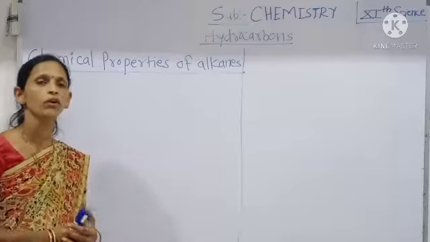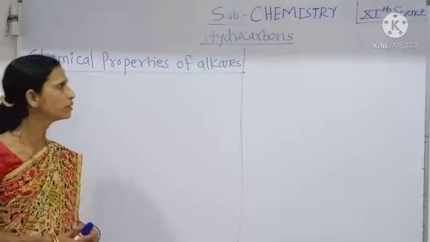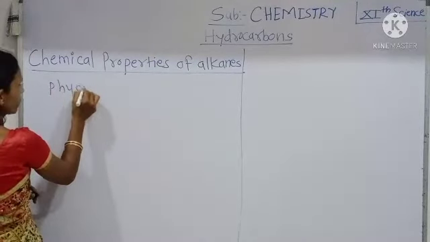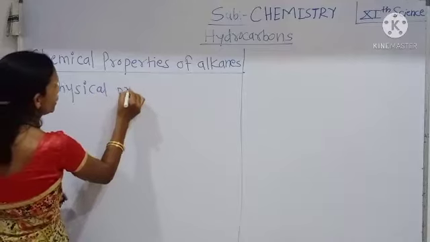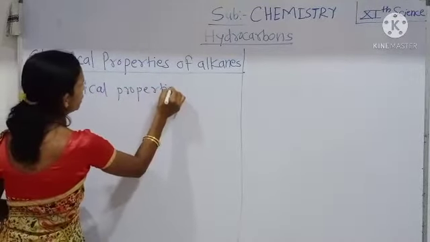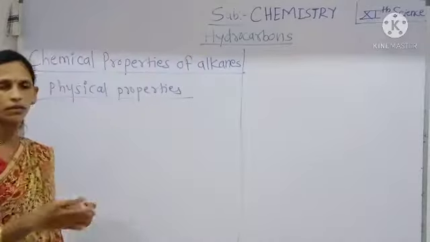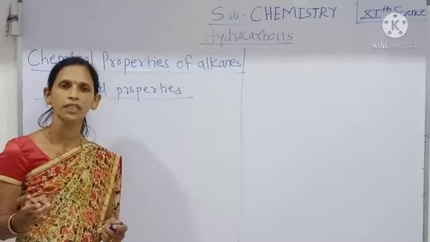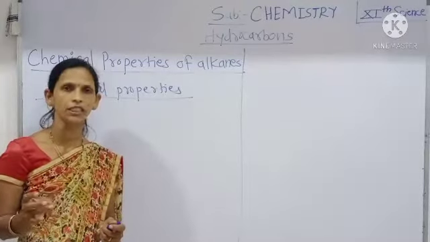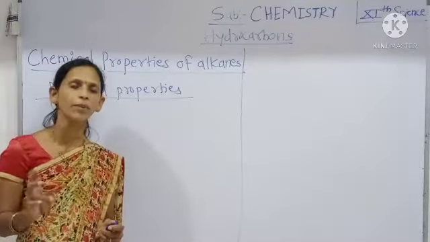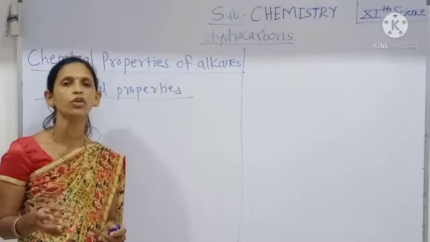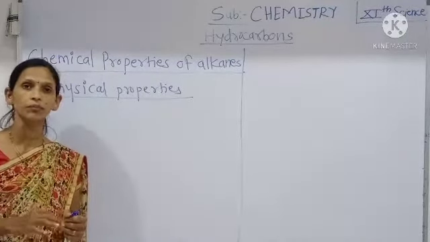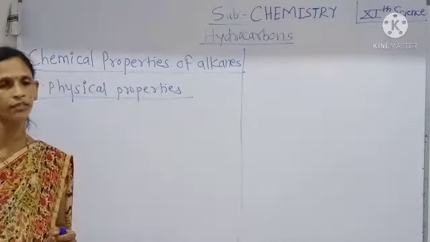First of all, we are going to discuss the physical properties of alkanes. Physical properties means color, nature, state, electrical conductivity, heat conductivity, density, melting point, boiling point, and solubility. All of you studied the alkanes in the previous lecture. You are aware of that.